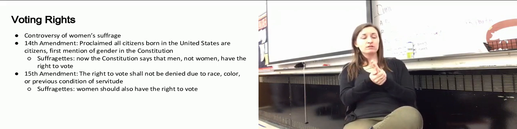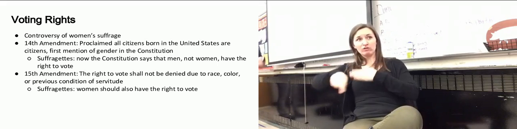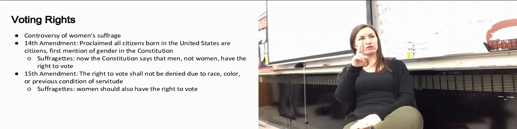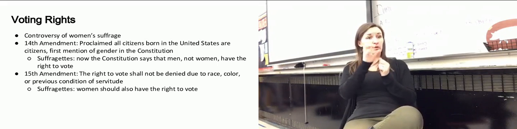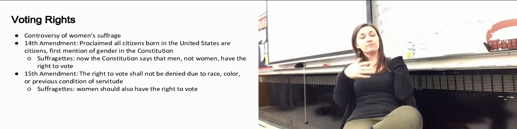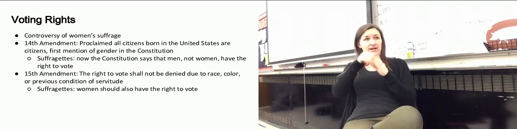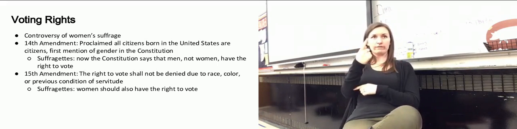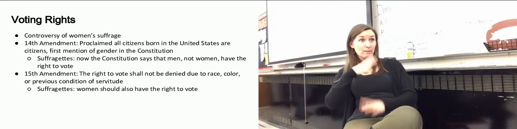So first is the 14th Amendment. According to the 14th Amendment, it specifically referenced gender. It said all men born in the United States. The problem with that, so if you will highlight, Constitution says men. Because it now references men in the U.S. Constitution, that implies that the U.S. Constitution is only in regards to men. Therefore, can women ever receive the right to vote?